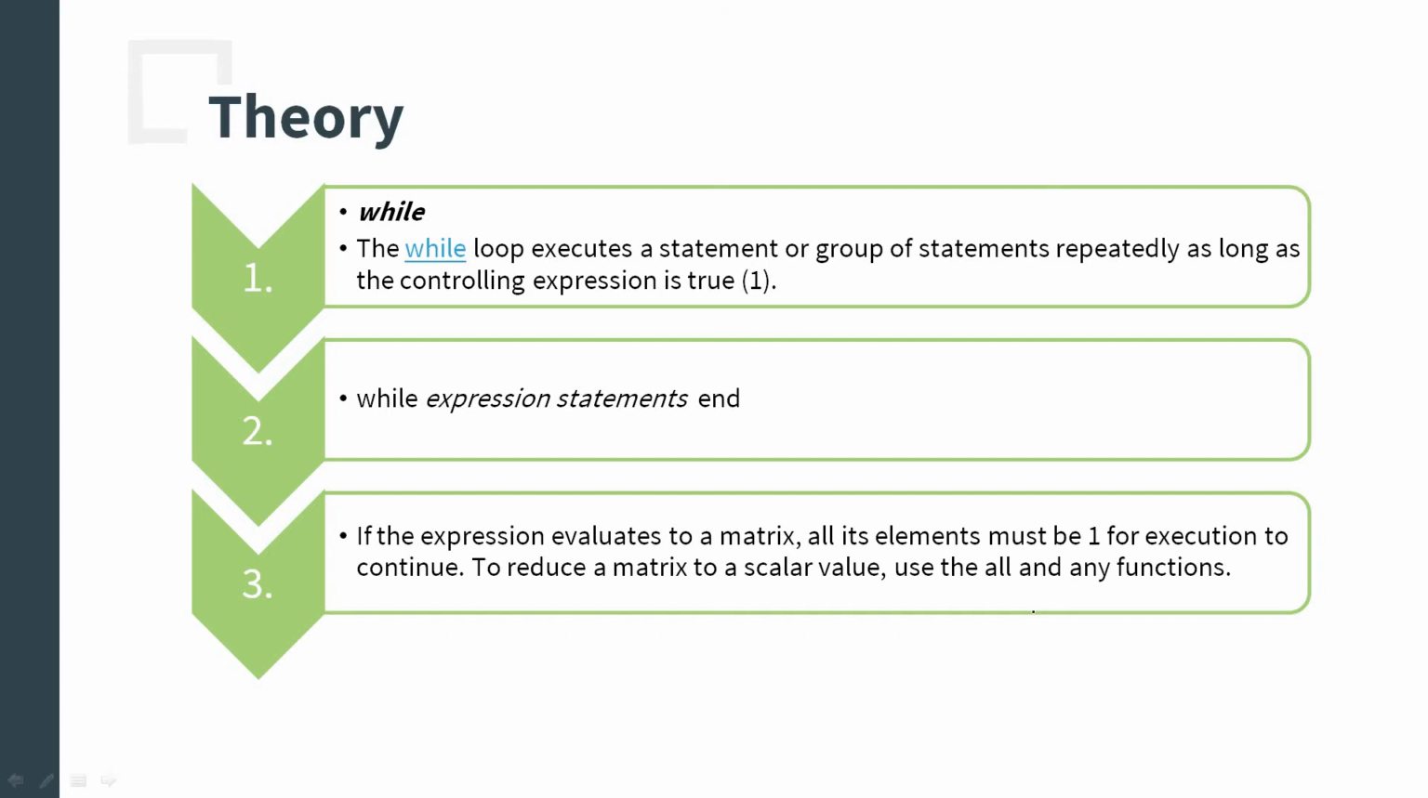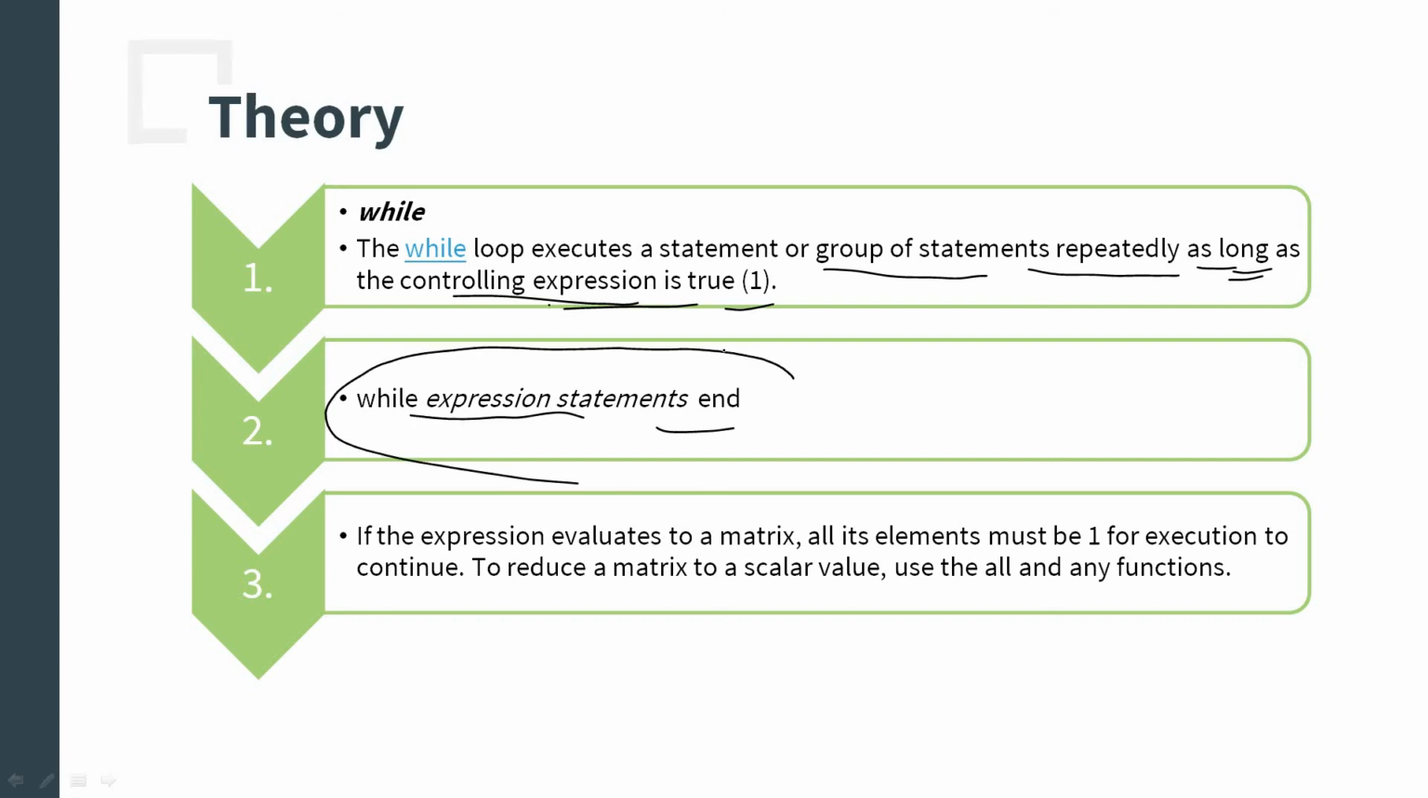The while loop executes a statement or a group of statements repeatedly as long as the controlling expression is true. So as long as the condition is logical 1, or the condition is true, then only the while loop will execute. At the time when the condition turns out to be false, it comes out of the loop. So we have to be very careful. If the condition is continuously true, it will go into an infinite loop and your system will not respond. So while expression, statements and end. This is the syntax of the while loop.